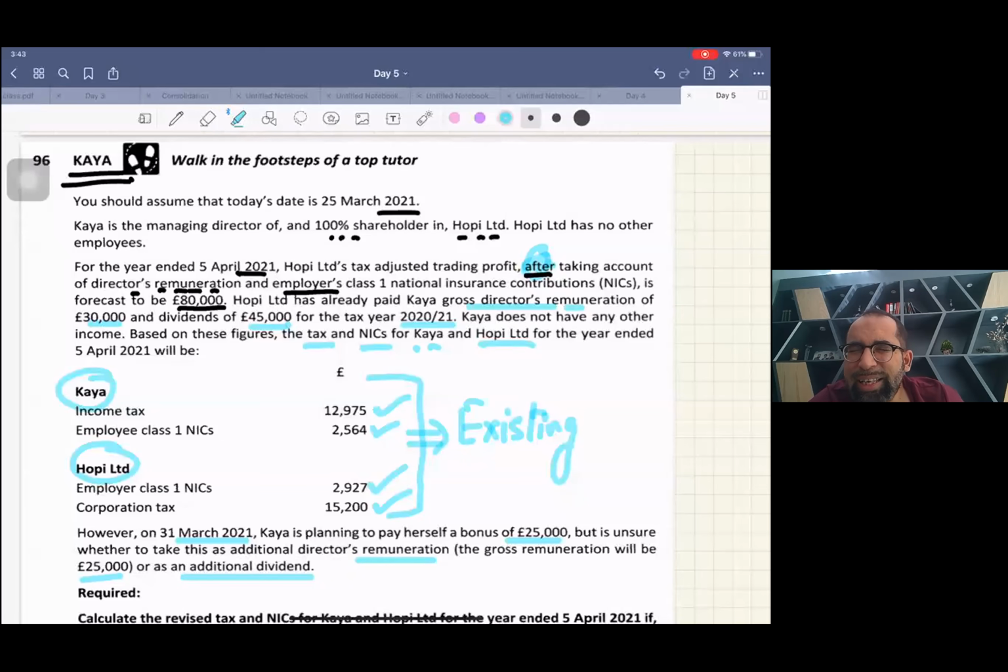If she withdraws this additional 25,000 as a dividend, then my dear student, this 25,000 has no consequences on the company side, no extra allowed expense for the company, and no changes in corporation tax. But yes, as an individual she has to pay income tax on that dividend.